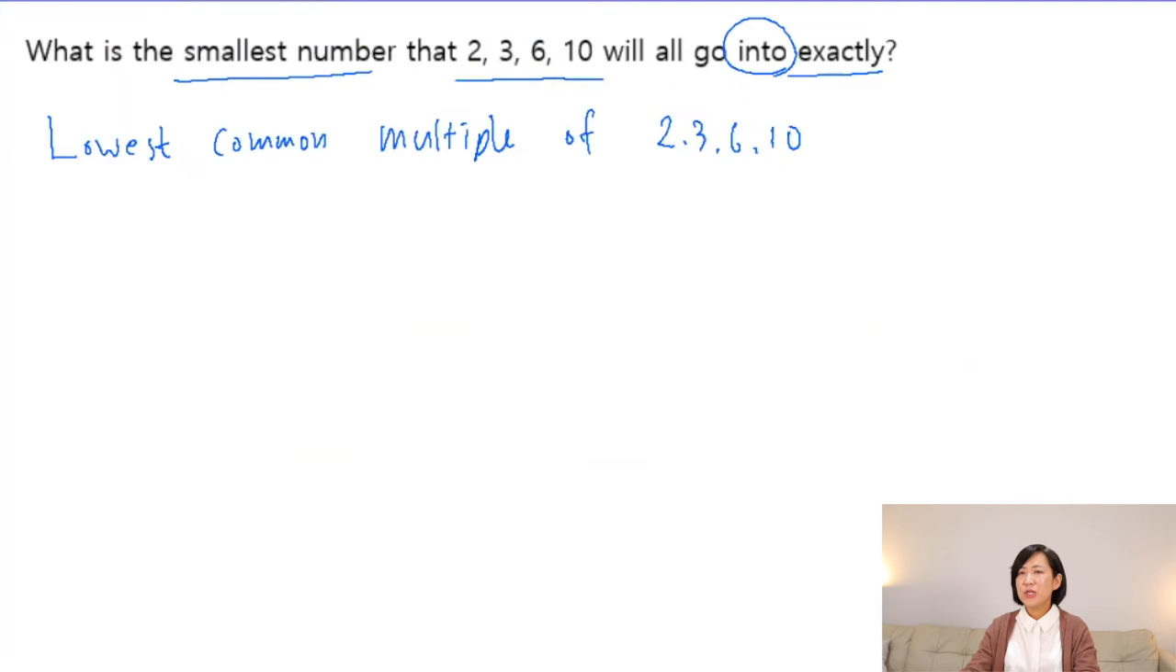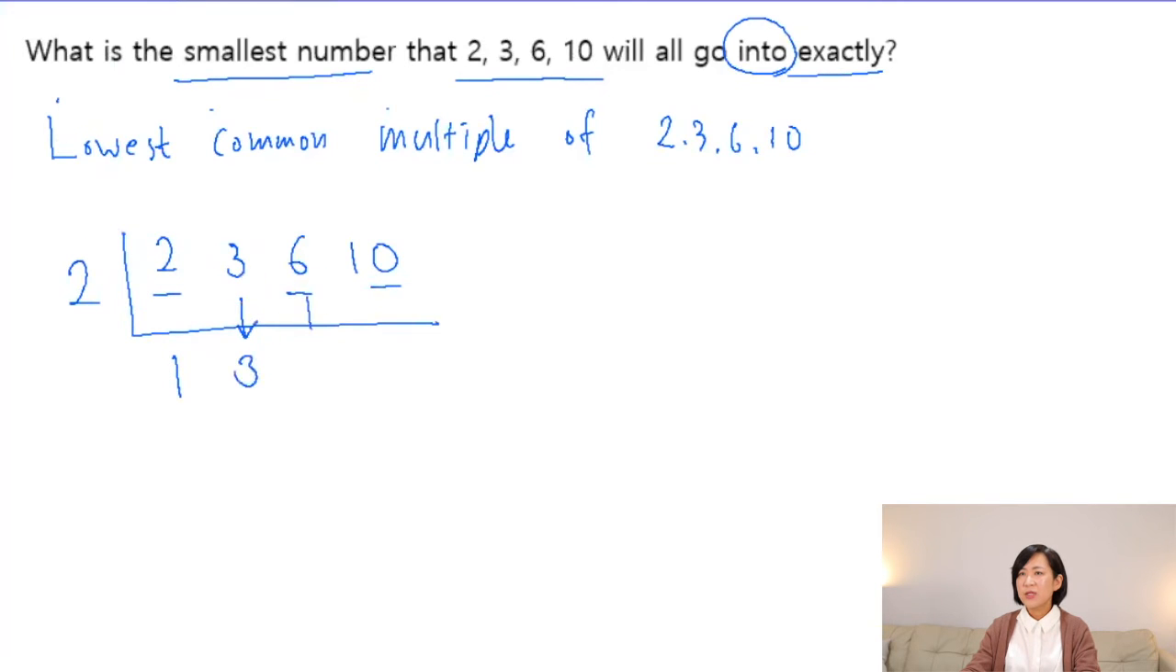So 2, 3, 6, and 10. Now let's use our ladder method. Thinking about the lowest common multiple, I think we can't find any common prime factors of all 4 numbers. But don't worry, because we are looking for the LCM. We can see at least 2 numbers have a common prime factor. That is 2, 6, and 10. So that is 2. Now carry down 3, then 2 into 6, 3, and into 10, 5.